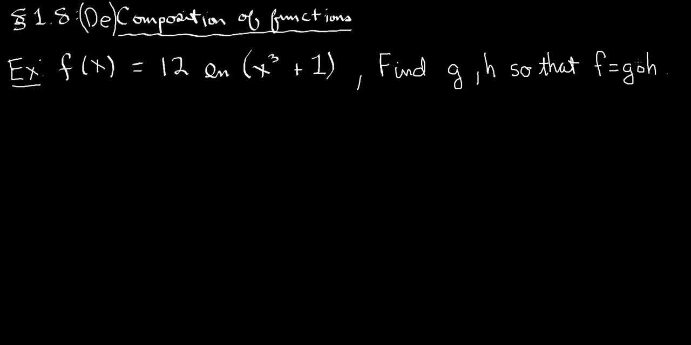How are we going to do that? Well, you have to remember, what does it mean to compose two functions? It means take one and plug it into another. So we need to find something that's getting plugged into something else. Well, notice here, x cubed plus 1 is getting plugged into ln. But there's a times 12. So it looks like x cubed plus 1 is getting plugged into the function 12 times ln x.